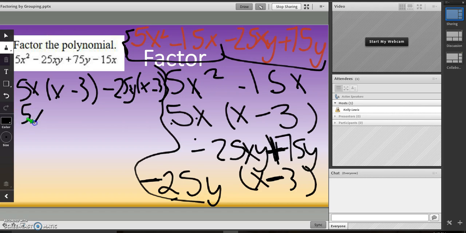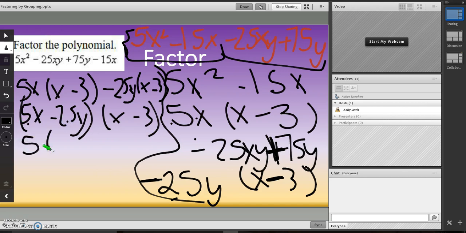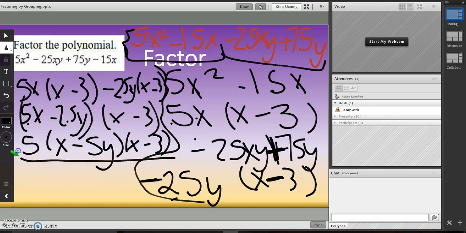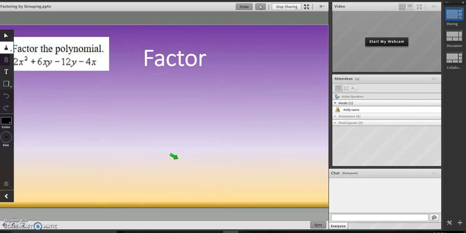All right, so we have a 5x minus 25y, x minus 3. You just write it one time. Okay, and then the 5 and 25 you can take out a 5. So 5 divided by 5 is 1, and then you have your x. 25 divided by 5 is 5, and then you have your y. And then x minus 3. So this guy is your answer. I think there's one more we can do. All right, and I rewrote it up here.